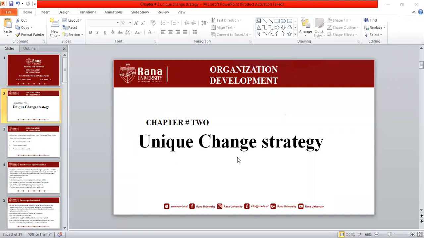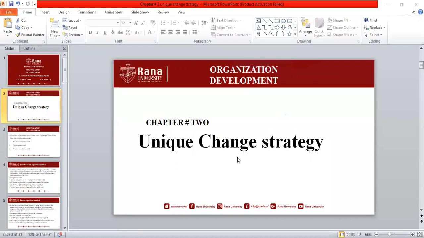Okay, now our second chapter is based on unique change strategy. As we discussed in chapter number 1, we discussed the issues, then why we need organization development. We need organization development for the sake of improvement, to bring betterment. Now, in chapter number 2, unique change strategy. Without any assistant, without any consultant, without any expert, you cannot bring any changes inside your organization. Definitely, it needs a strategy.